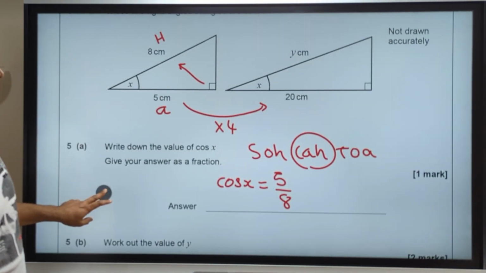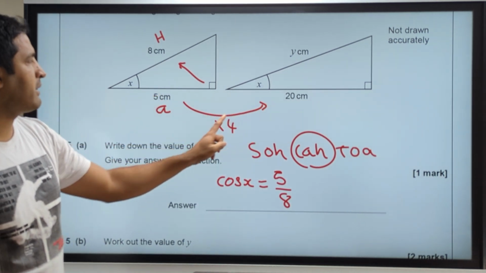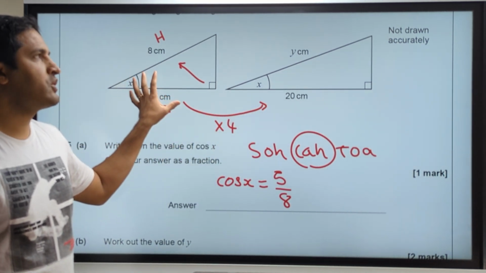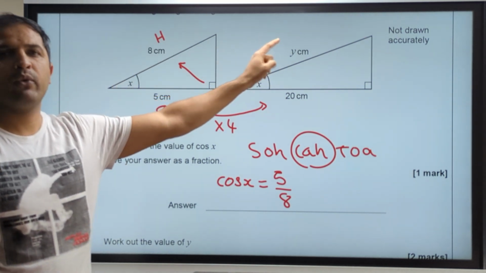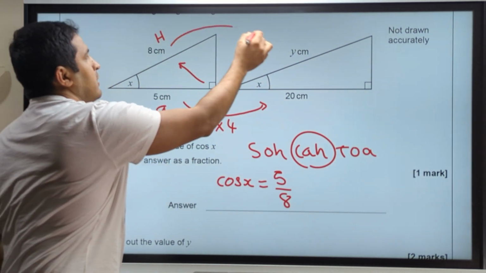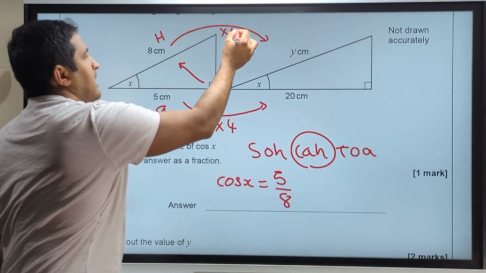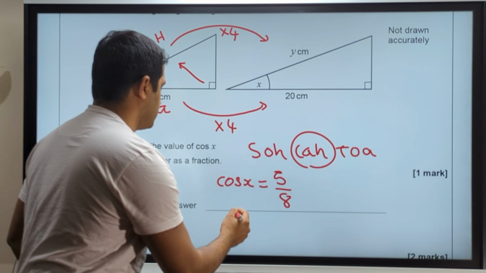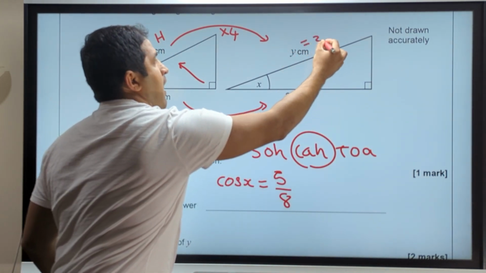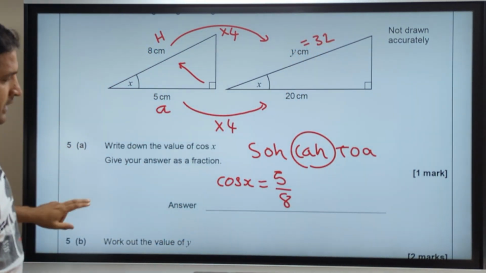Work out the value of y. If we know we're multiplying by 4 when you go from this triangle to this triangle, then that length needs to be multiplied by 4 to work out what y is going to be. So we're multiplying that side by 4 as well. So 8 times 4 gives you a y value of 32 centimeters in this case.